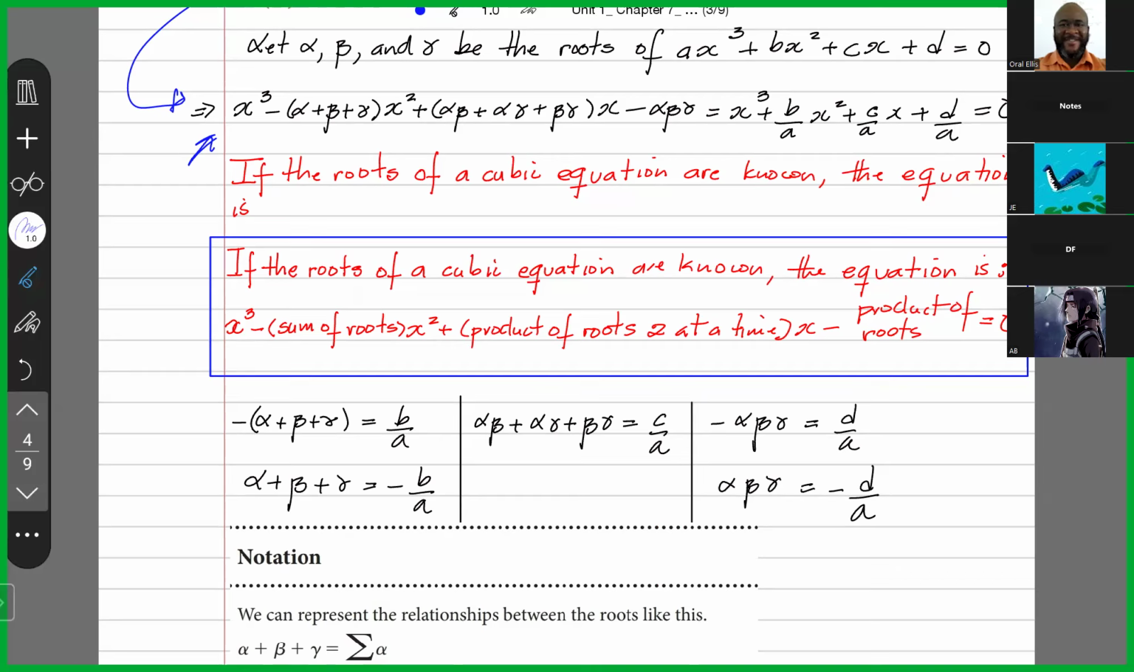Now, what does that mean? This means if we equate coefficients, we can see that the sum of the roots would be equal to minus b over a, where b is the x squared coefficient and a is the x cubed coefficient. The product of the roots 2 at a time would be equal to c over a, where c is the x coefficient and a is the x cubed coefficient. And the product of the roots would be equal to minus d over a, where d is the constant and a is the x cubed coefficient. All right, the following notations are important.